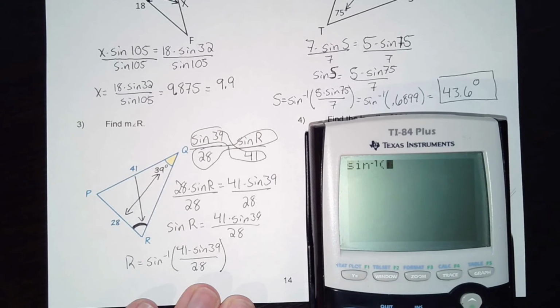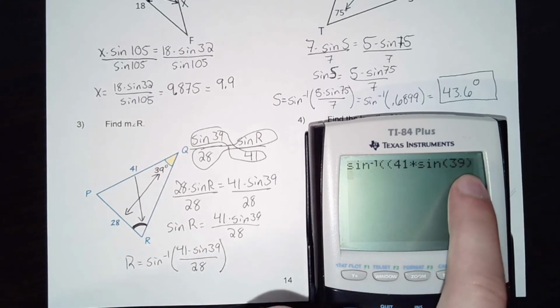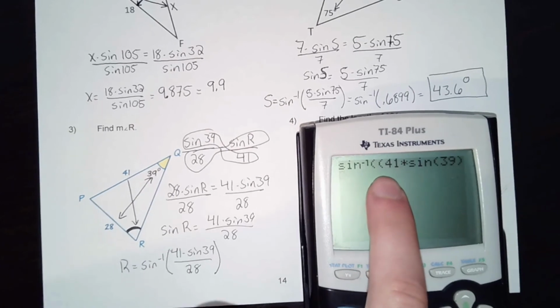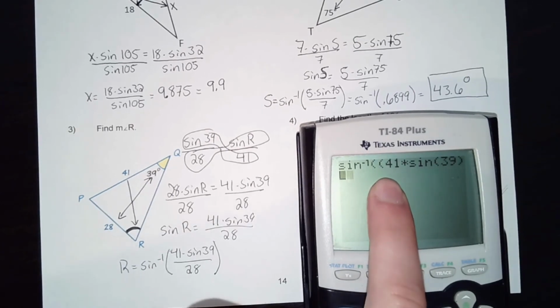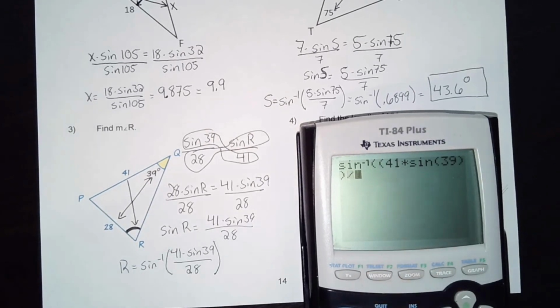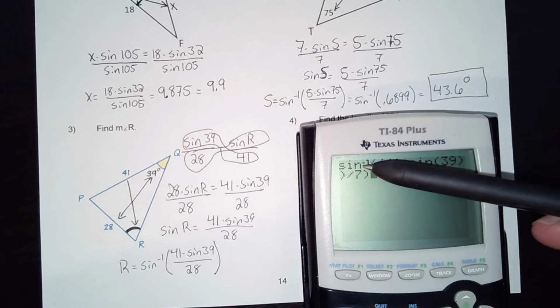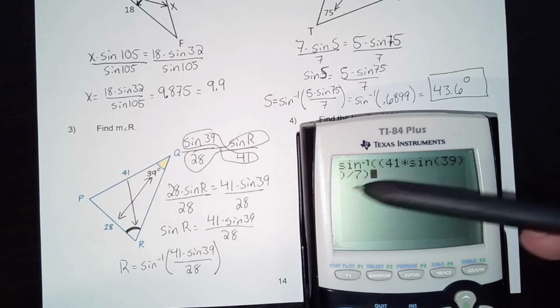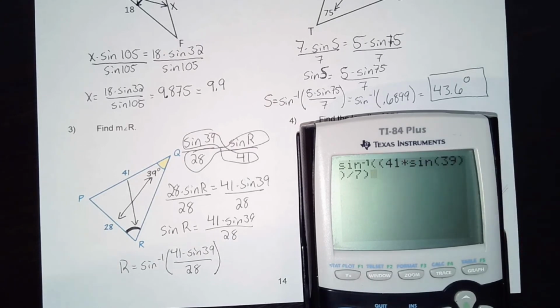So I would take the inverse sine, then in a set of parentheses, I'm going to do 41 times the sine of 39. Now I'm going to close one parenthesis, which closes the sine. I need another one to close the top part of that fraction. And then I'm going to divide by 7 and close again, which closes the inverse part of it. So now everything's inside the inverse. The 7's on the bottom, and 41 times the sine of 39 is on top. Sorry, this is not a 7. This is a 28. Let's make sure I get the right problem here.